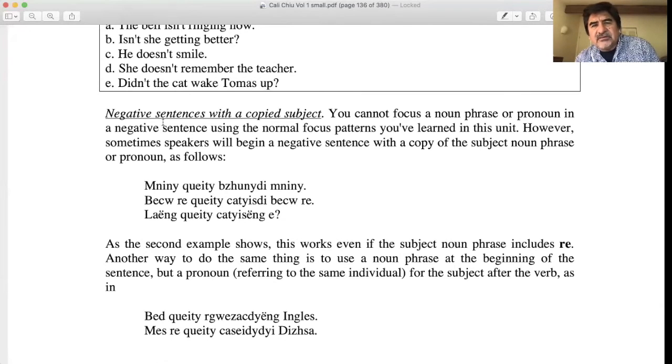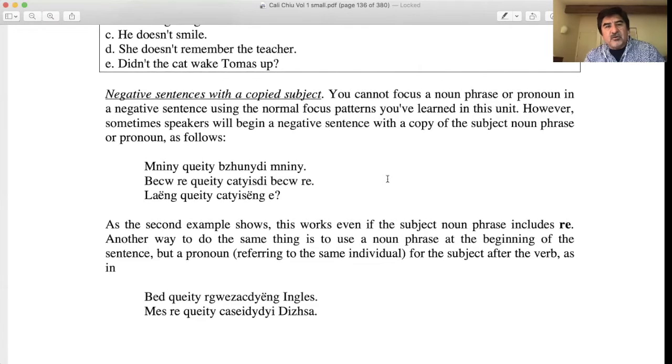Okay, it says here that you cannot focus a noun phrase or pronoun in a negative sentence using the normal focus pattern. Remember that it's underlined in English, so just be careful there. However, sometimes speakers will begin a negative sentence with a copy of the subject, pronoun, or phrase that follows. So here are some of the examples.